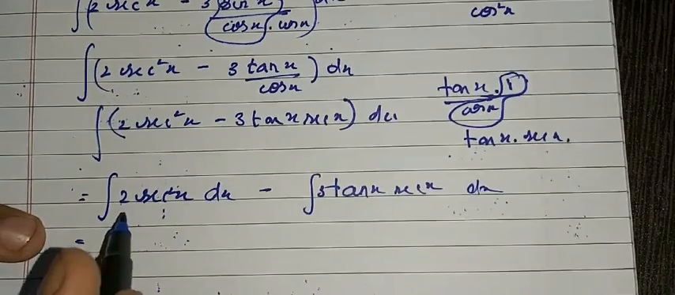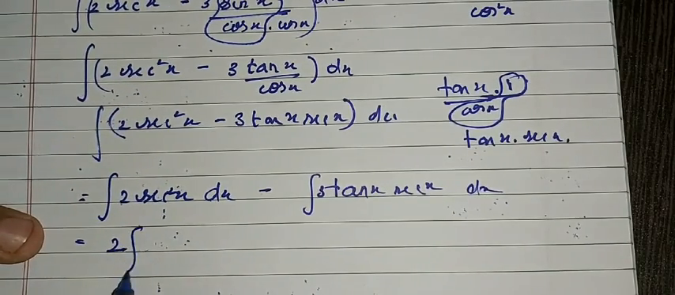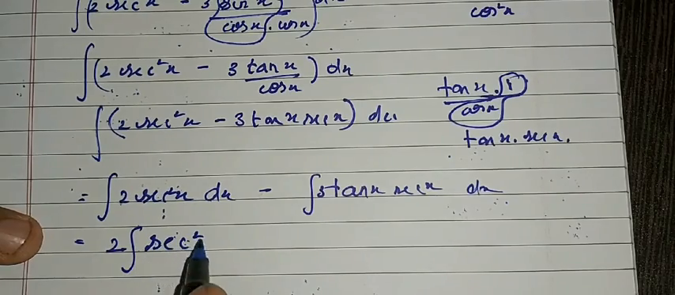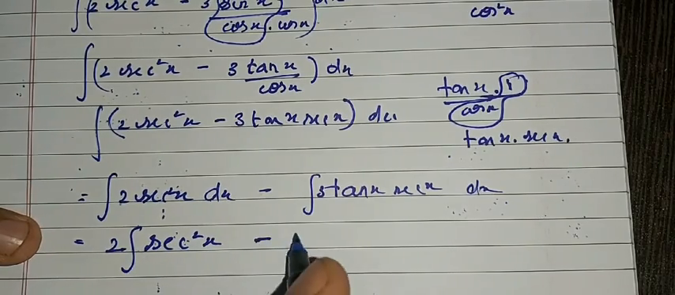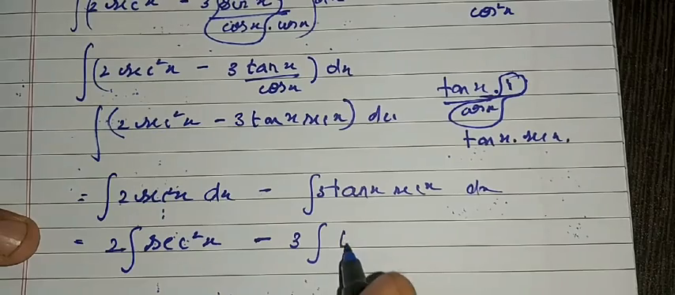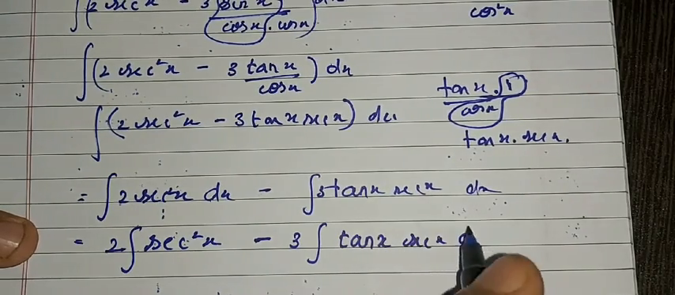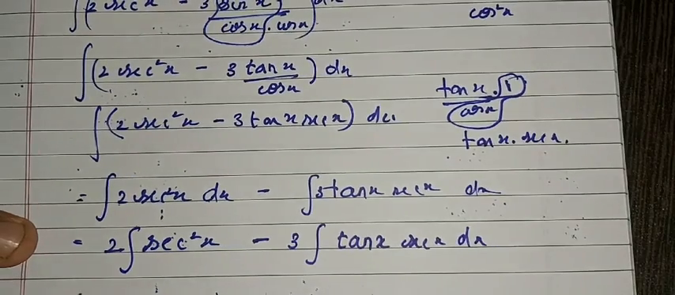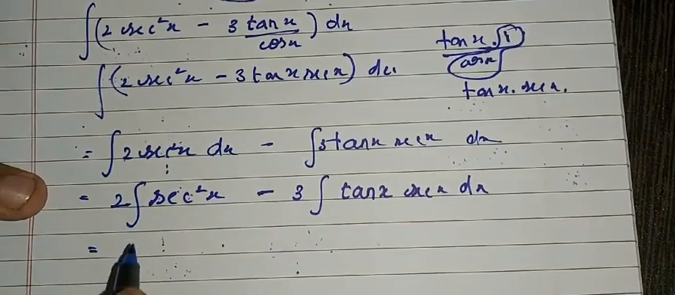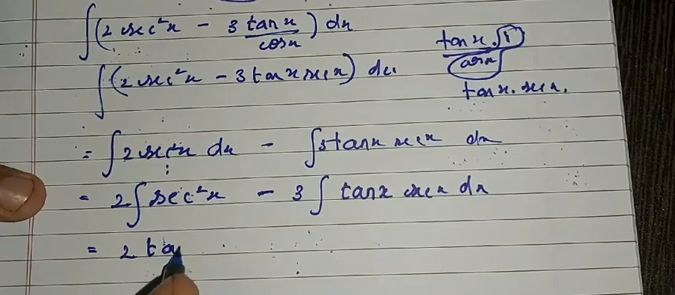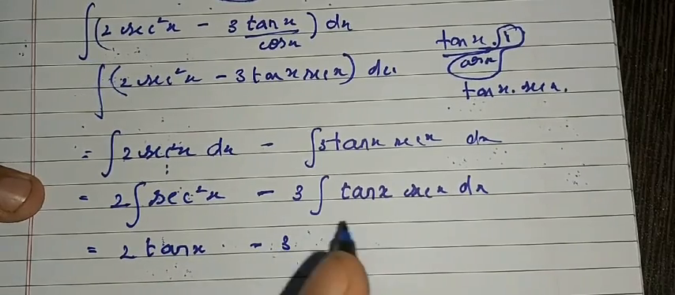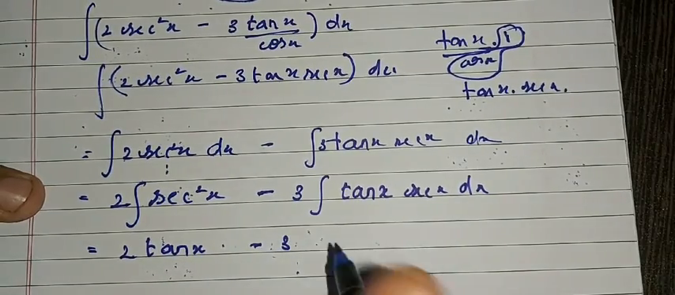Here 2 is a constant, so we take it outside. 6 square x minus 3 is taken outside. Tan x sec x dx. Now what is the integral of sec square x? Tan x. So 2 tan x minus tan x sec x.